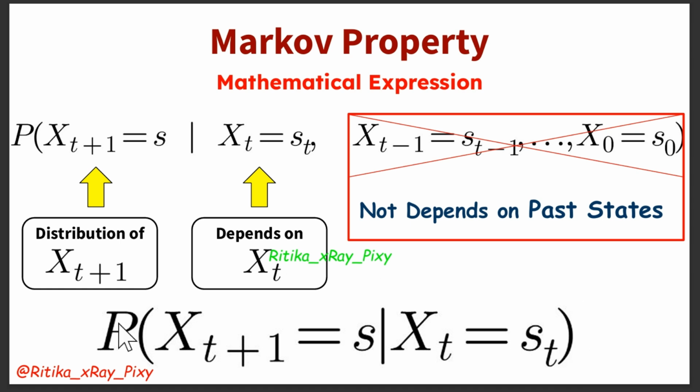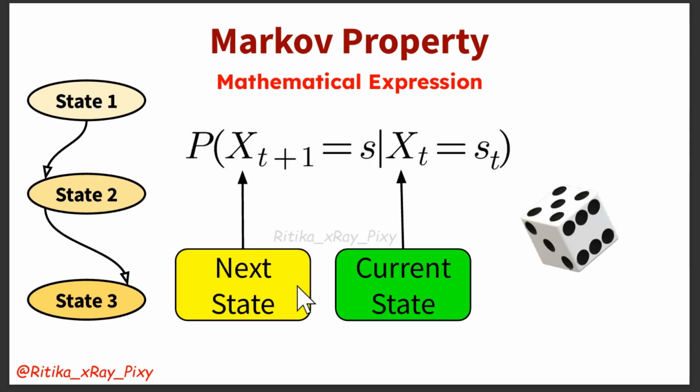Now here you can see the mathematical expression of the Markov property. It can be written as: the next state, xt plus 1, depends only on the current state, that is xt, and not on xt minus 1 and so on. The past states do not affect the future state, it depends only on the current state. So if a sequence of random variables satisfies this property, we can say that the system satisfies the Markov property.